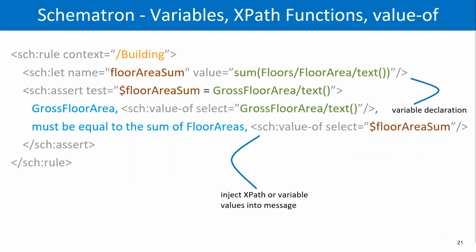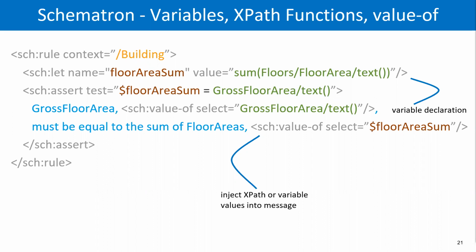So we're getting a little crazy here, but you can see we're inside of the building context again, and then we create a variable called floor area sum, and we define the value. Again, the value could be any XPath. In this case, we're using a function with an XPath inside of it. So we want to sum up all floors and floor area texts. And then our next line is where we actually assert that the gross floor area equals our calculated sum.